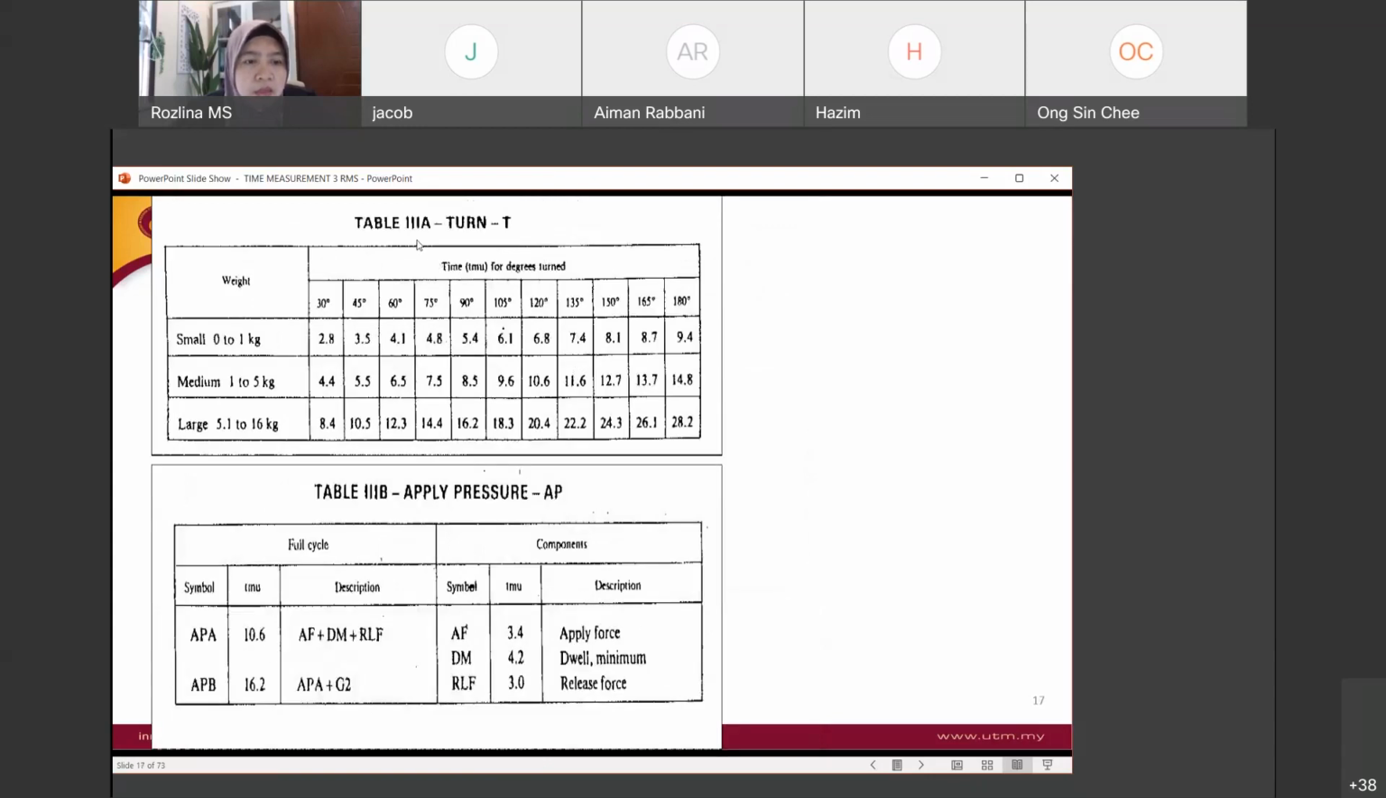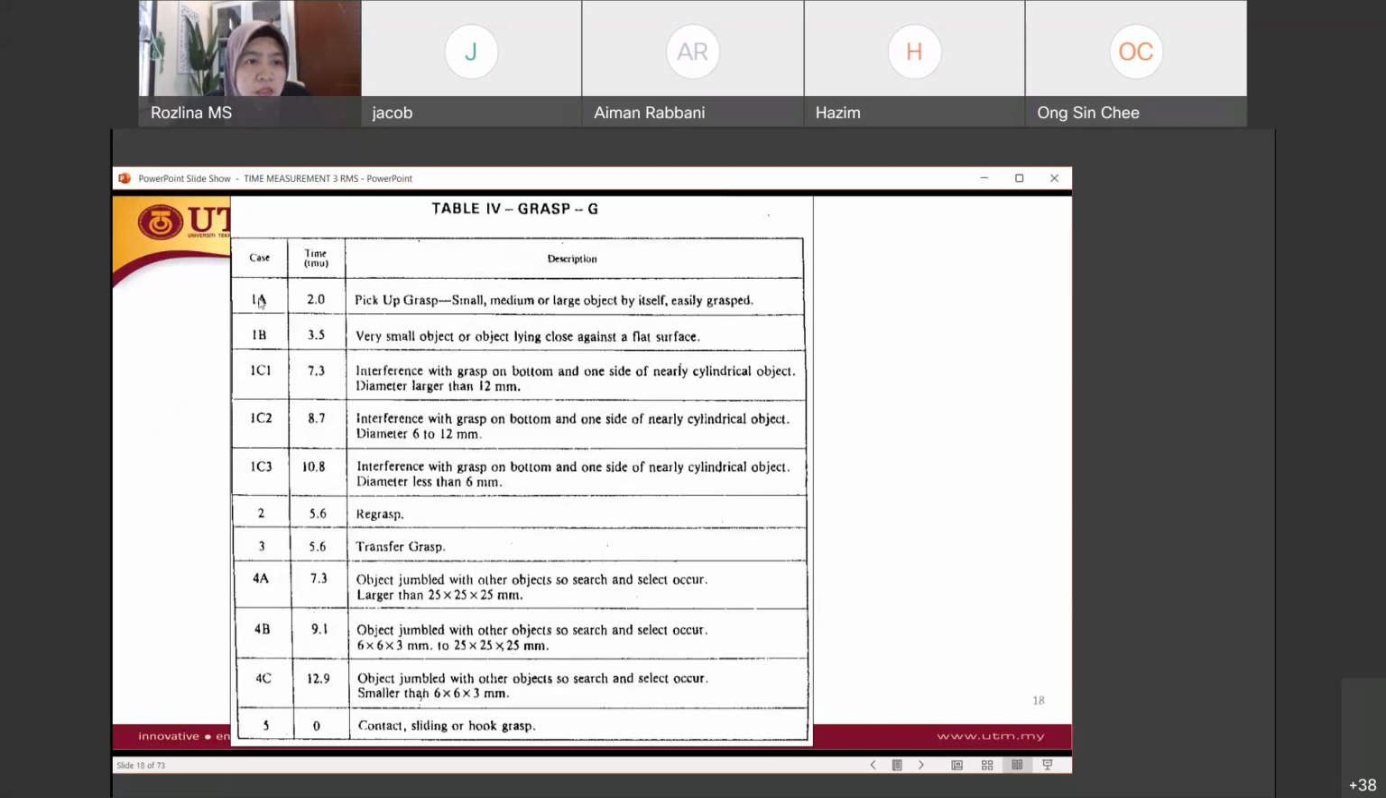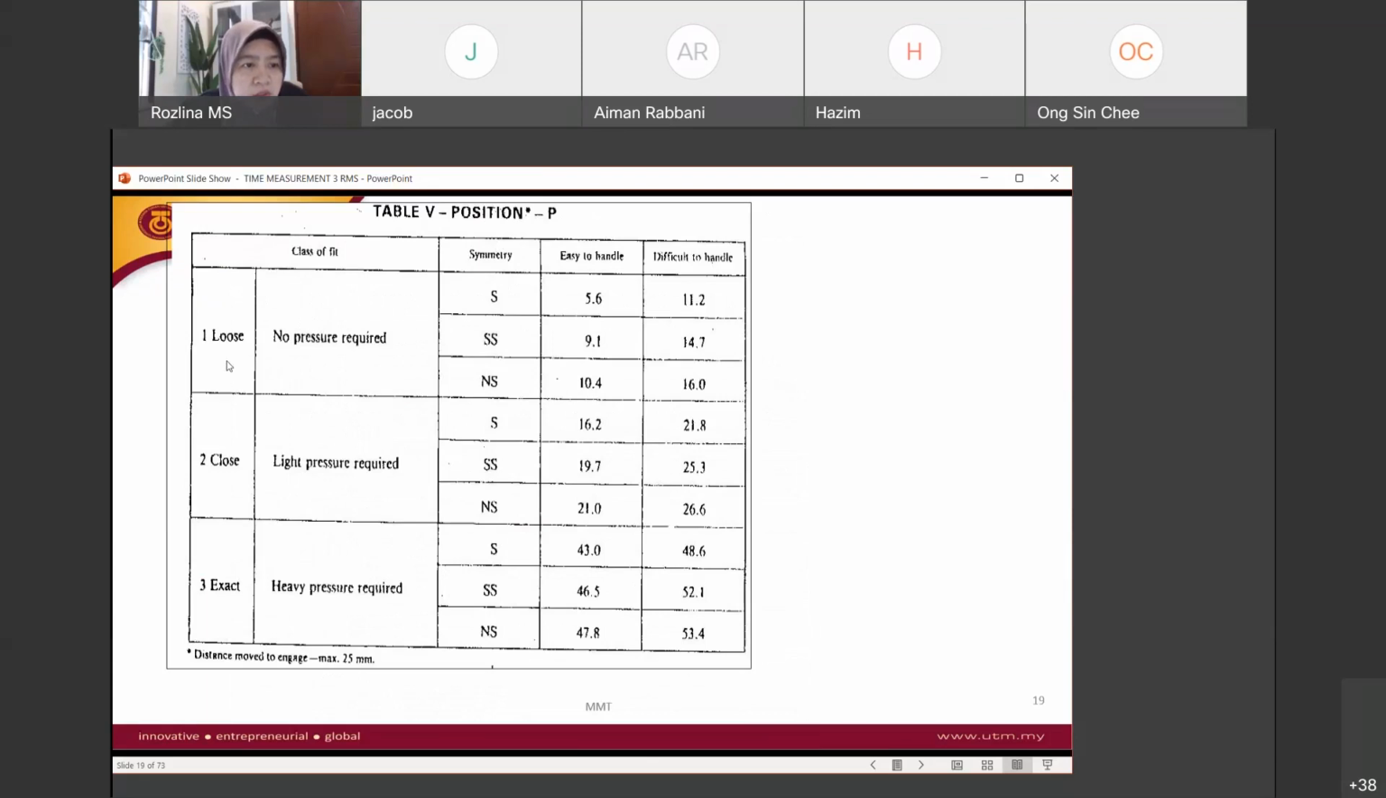Then we have table 3A, turn, the code is T. It considers the weight, right here, and also the degree of the turn. And then the apply pressure table is for when you give a force, pressing something. This is the symbol. Then we have grabs. We use the code to give the indication of the name of our activities. Type, TMU, the description, and also the position: loose, close, and exact. Symmetry, easy to handle, difficult to handle.